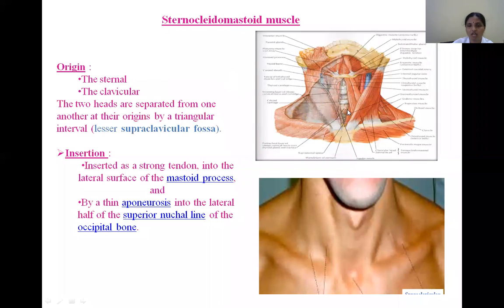First we should know the origin. See, it takes origin by two heads, sternal head and clavicular head. The sternal head takes origin from the manubrium sterni, whereas the clavicular head takes origin from the anterior 1/3 of the clavicle, right? Between the two heads there is a small gap, a triangular interval. You can appreciate it in the second picture here. See, in the midline, just above the manubrium, what is this space? Suprasternal space. Just beside that, this small triangular area is present above the medial end of the clavicle. This is because of a gap between the two heads of the sternocleidomastoid.